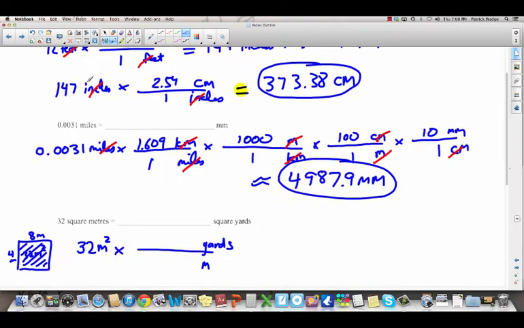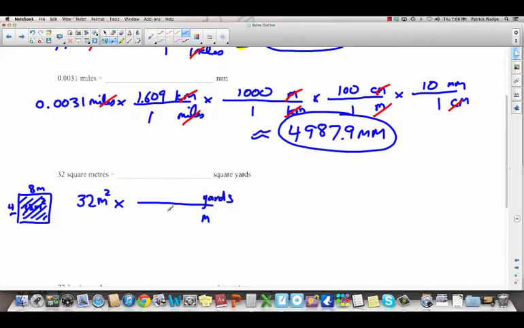1 meter is 1.094 yards. But here's the thing, we don't want meters, we want meters squared. Well, if we're going to square this, we have to square everything here. We got to square the 1, we got to square this number, and we got to square this. Basically, since we're moving from square units, we square everything over here.